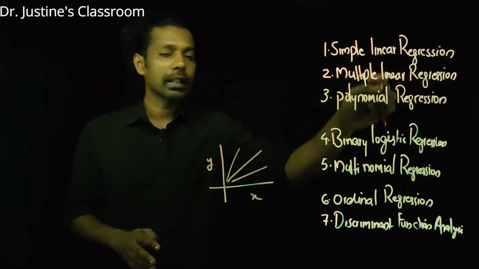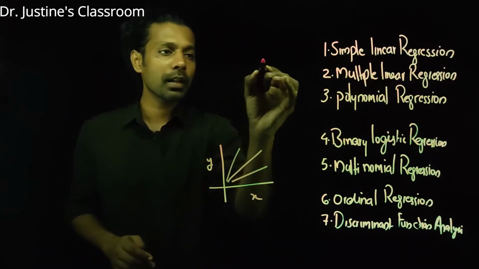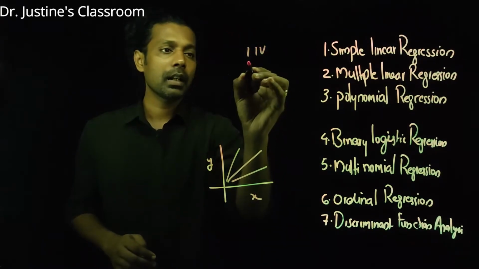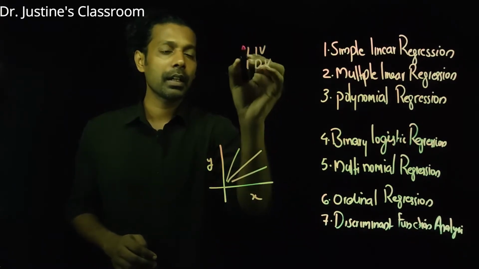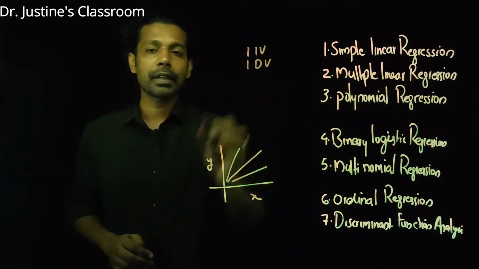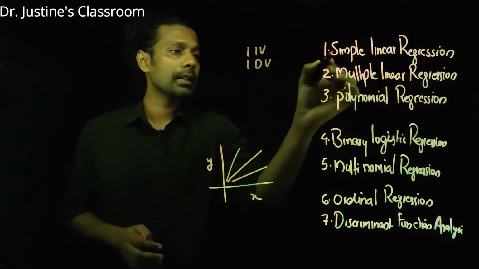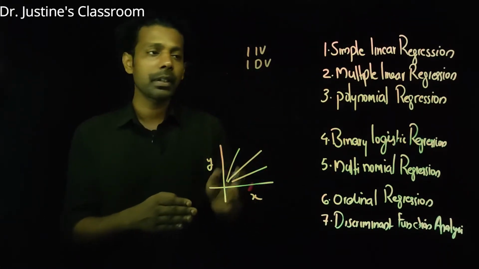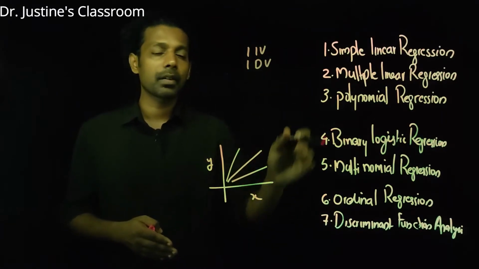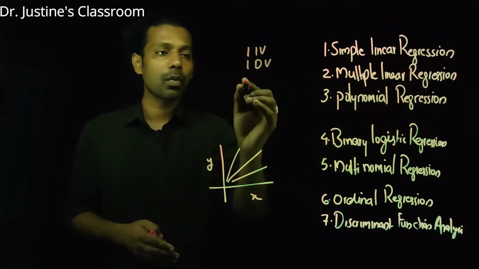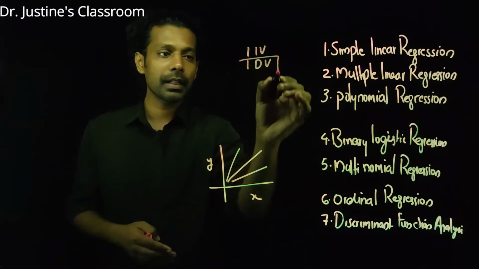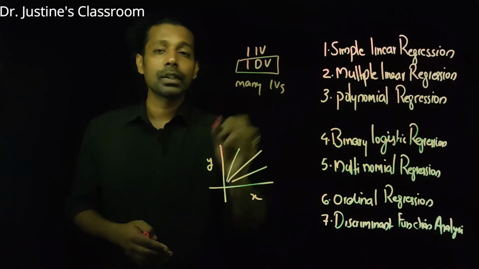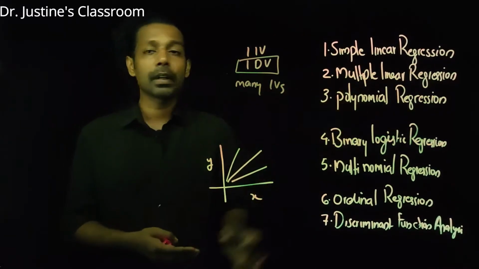Okay, now in simple linear regression, in the first context you have one IV, one independent variable, and one DV. And both IV and DV have to be continuous in this context. So this is simple regression. So what is multiple linear regression? Again, a straight line relationship between independent variables and the dependent variable. So multiple linear regression indicates you have one DV, the same one DV, but you have many IVs. So this is the context where we use multiple linear regression.